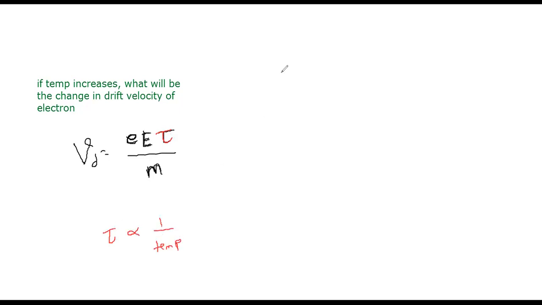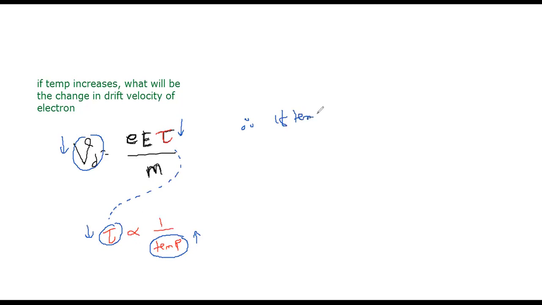It means if temperature increases, relaxation time decreases. If you substitute, if relaxation time decreases, drift velocity also decreases. So on the whole, what is the condition? If temperature increases, corresponding drift velocity decreases.